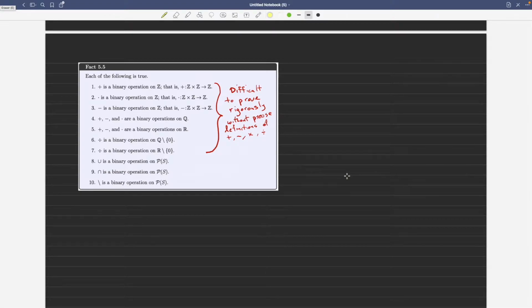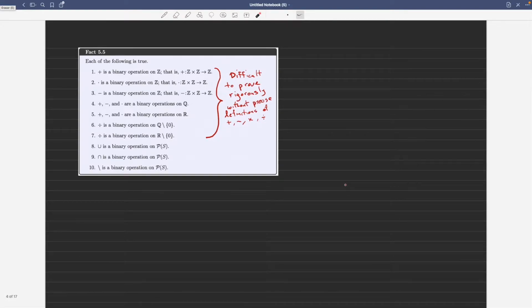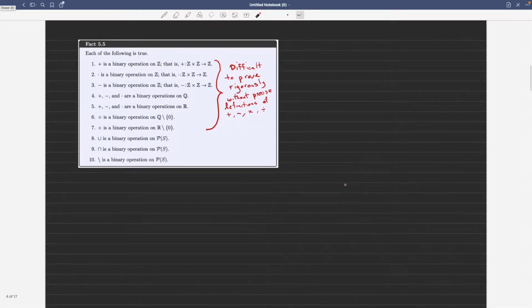Parts 8, 9, and 10 are not too hard to prove. These are just that union, intersection, and set difference are binary operations on the power set of any set. Those I'll leave as exercises. But we can use this fact to build up other binary operations. So I think that's what we'll use it for mainly.